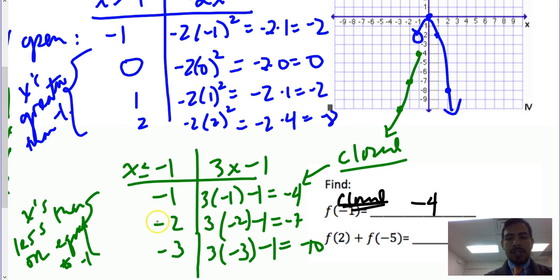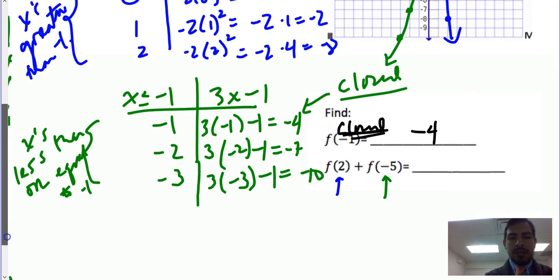f of 2, let's see, f of 2 is... 2 is greater than 1. So I need to use the top equation. So I need to use blue. So actually, let me get rid of this one. So I'm going to use a blue for f of 2. I'm going to use a green for f of negative 5. Because what I'm trying to show here is that you don't just get to arbitrarily choose a function. You have to be careful with it.